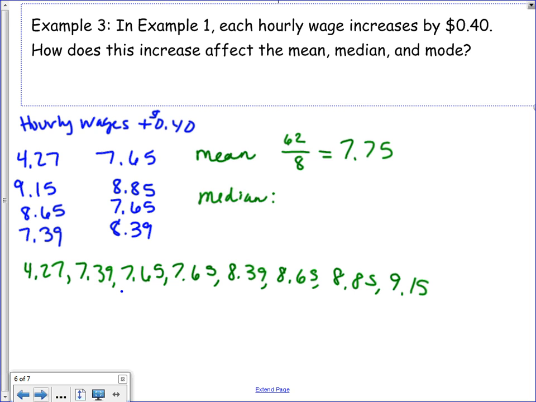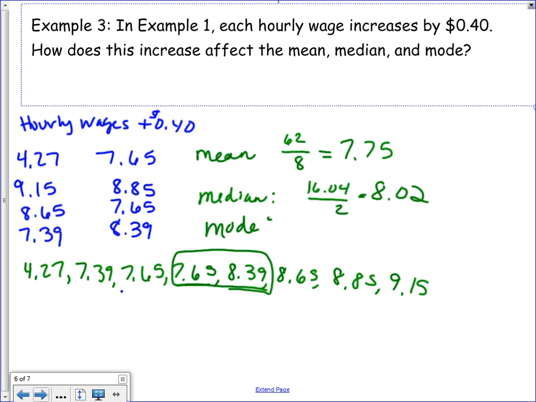Remember, we're going to get 2 in the middle. 4 and 1, 2, 3, 4. So we have to find the mean of these two. 7.65 plus 8.39 is 16.04 divided by 2, which equals 8.02 for our median. And our mode, okay, would be the 7.25 added 40 cents, which is 7.65.